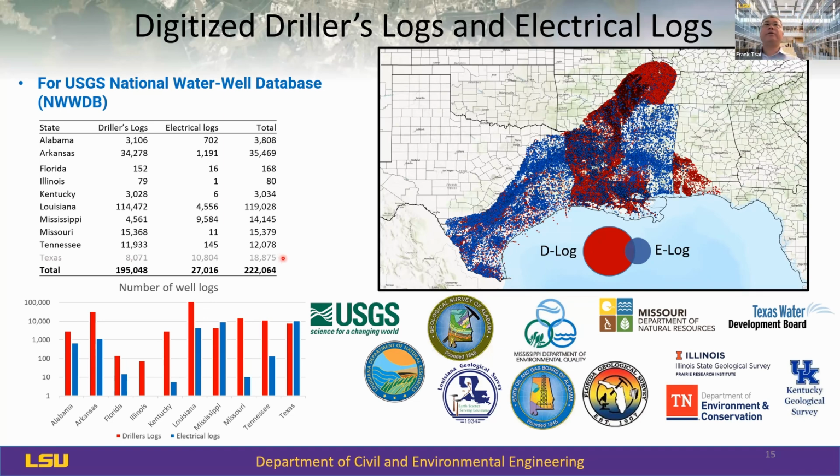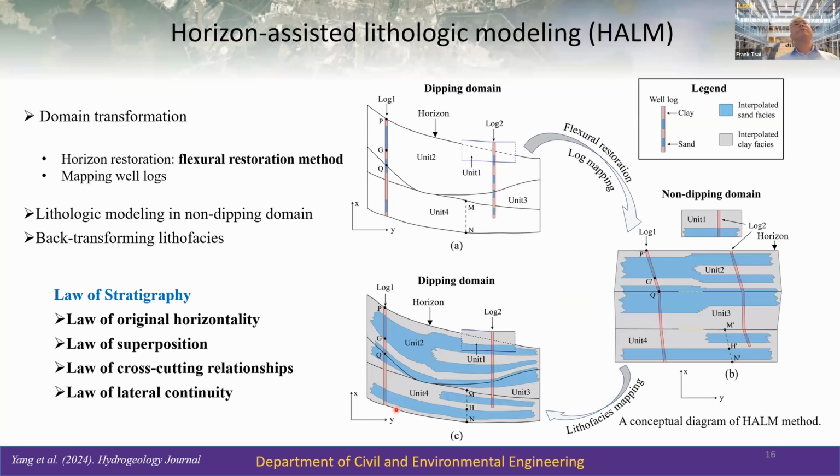Given this huge amount of digitized logs that we collected from different state and federal agencies, we will be able to develop a good geological model for groundwater modeling purposes. The first method we consider is horizon-assisted lithological modeling. We call it the HALM method.